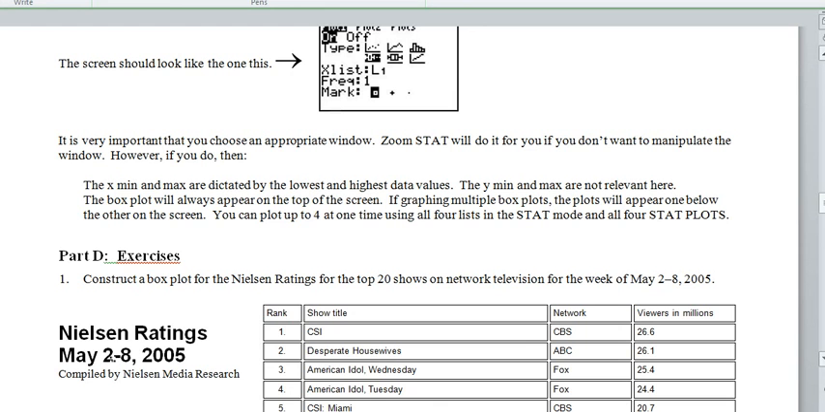Invalid dim just means you're doing something wrong. What's your frequency? Is it 1 or is it L2? No, that's your X list. What's your frequency? Okay, I'm not going to record this.